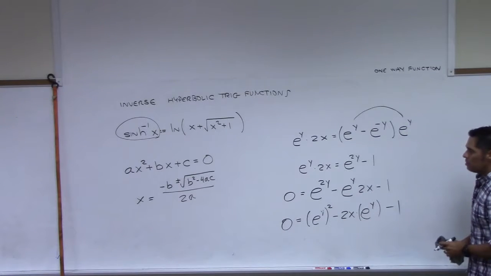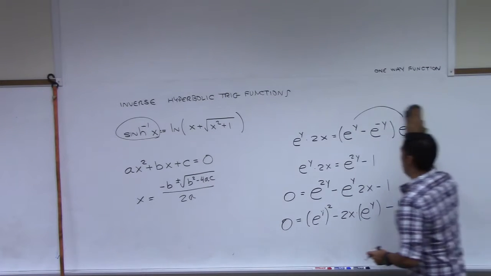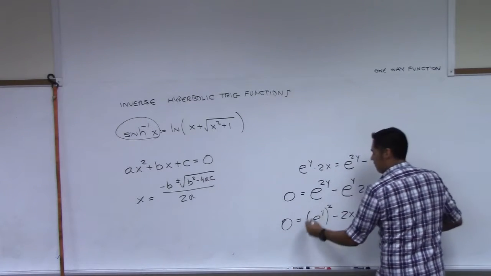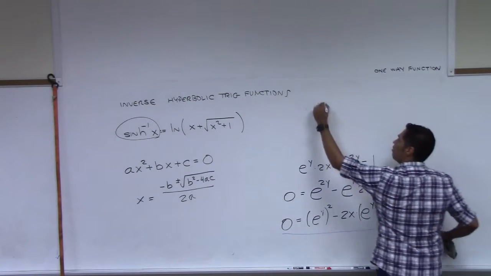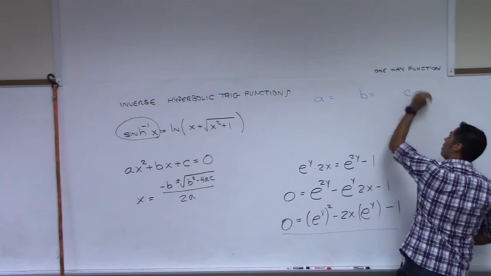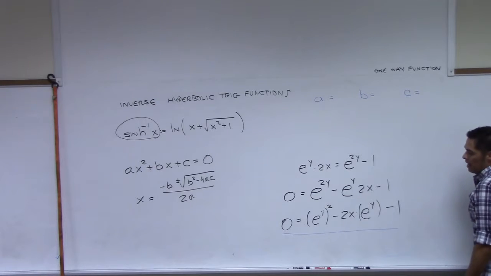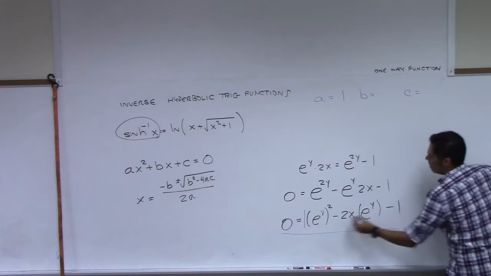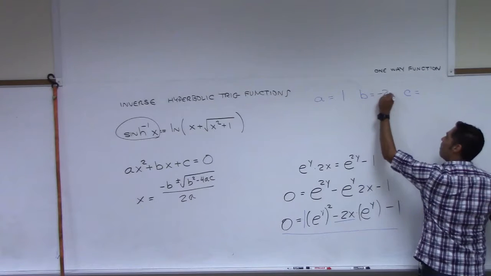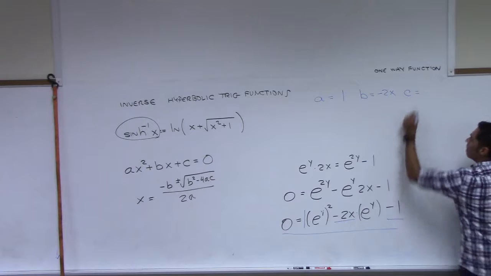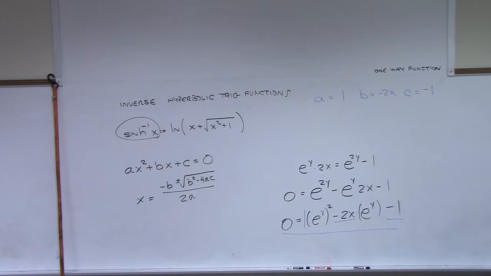Okay? So, according to the quadratic formula, if we're going to use it, can you help me identify from this equation what a, b, and c are? So a is 1. What's b? Good. Negative 2x. Wow, b is not a number. B has a variable in it. What's c? Negative 1.